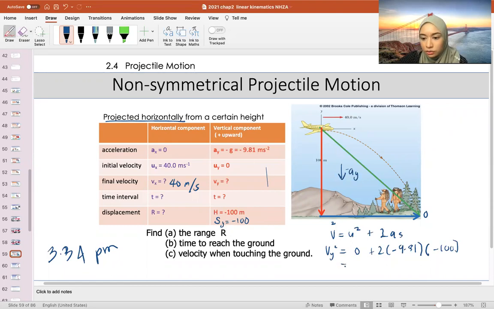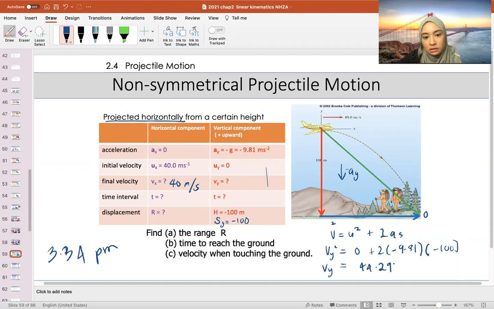Okay, so let's try to solve it. 2 times 9.81 times 100, square root that. So I get 44.29. So Vy is 44.29.